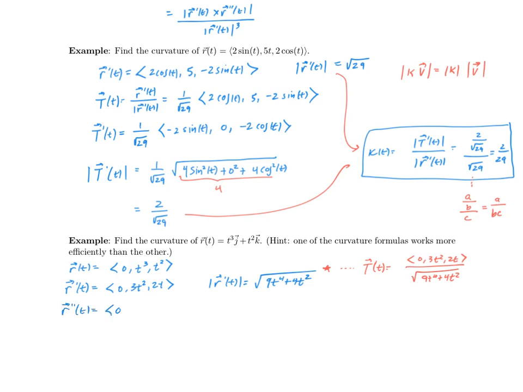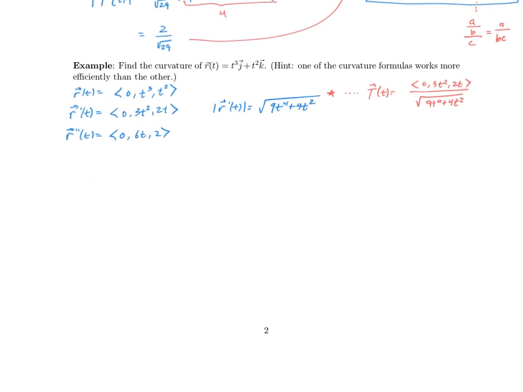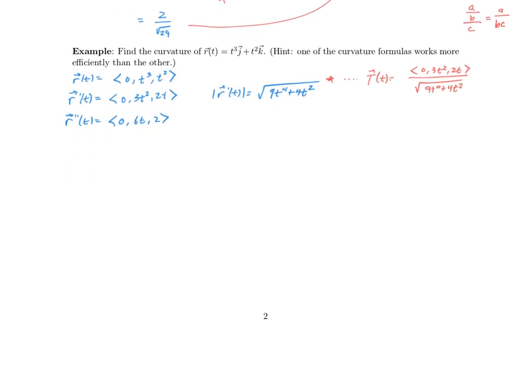So r double prime would be given by 0, 6t, and 2. Now I'm going to create a little more space, but hopefully we all see that formula at the top of our page. We have all of the key ingredients. Now we just need to combine them appropriately. So we need r prime crossed with r double prime, which remember is a 3 by 3 determinant, i j k across the top row, the vector coming from r prime in the middle row, and r double prime in the bottom row. And if you were to calculate this out, and I realize it's just a step or so, and I'll leave that to you, you would end up with minus 6t squared, 0, and 0.